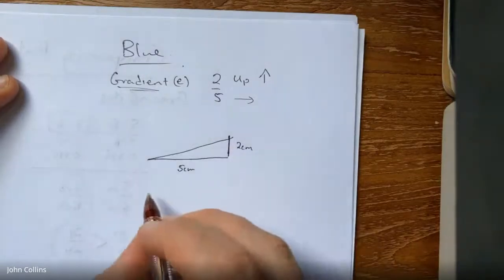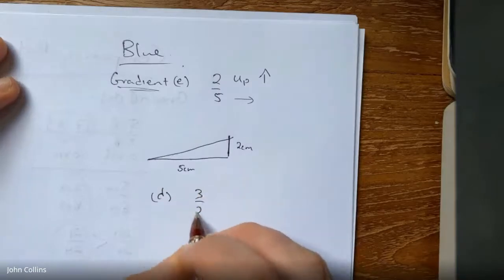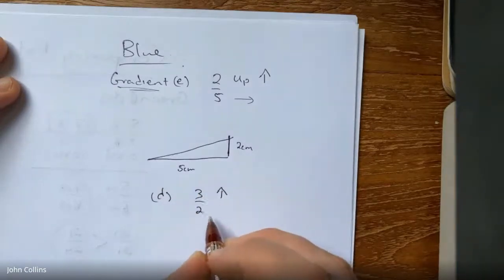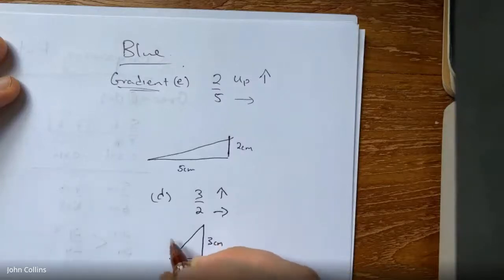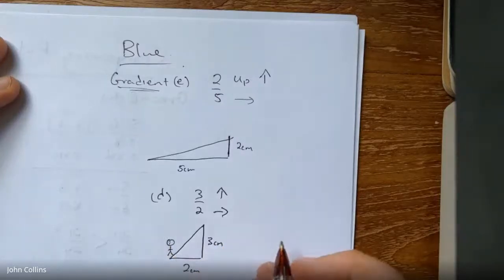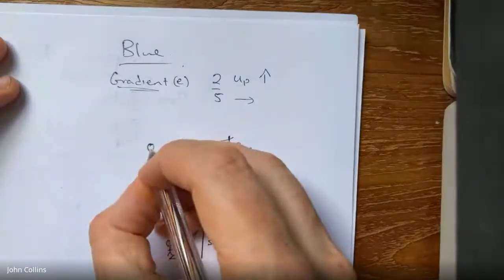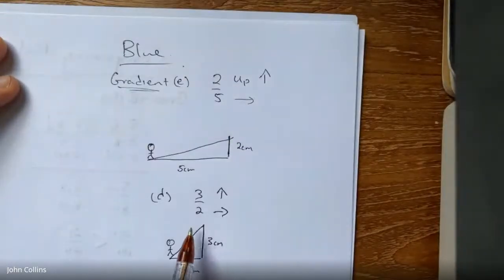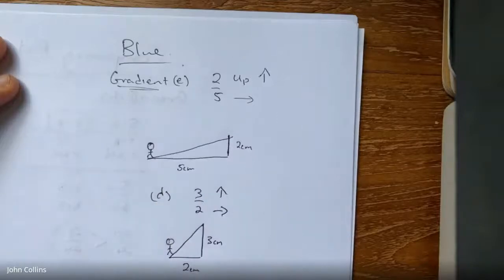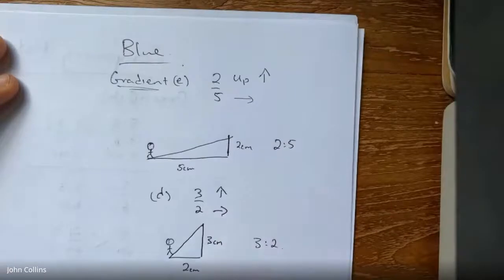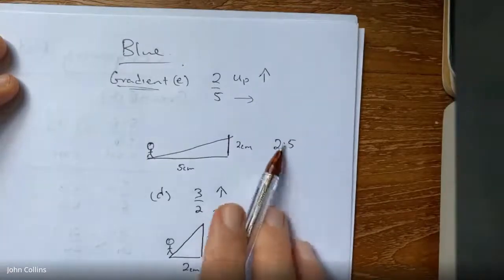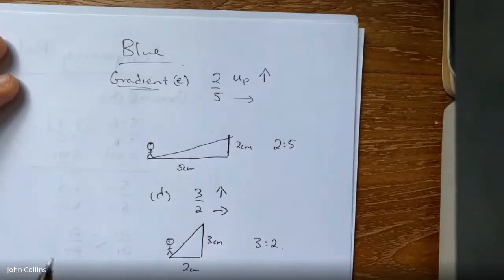If I wanted to do one like part D of 3 over 2, that means it goes up 3 and across 2. So that's going to be a steeper slope if you think about it. It's going up 3 for every 2 it goes across, so that's going to be harder to climb. Climbing this one would be tougher than climbing this one. So it is a bigger ratio than this one, which was 2 to 5, and this was 3 to 2. And of course, 3 over 2 is a bigger fraction than 2 over 5. All right.